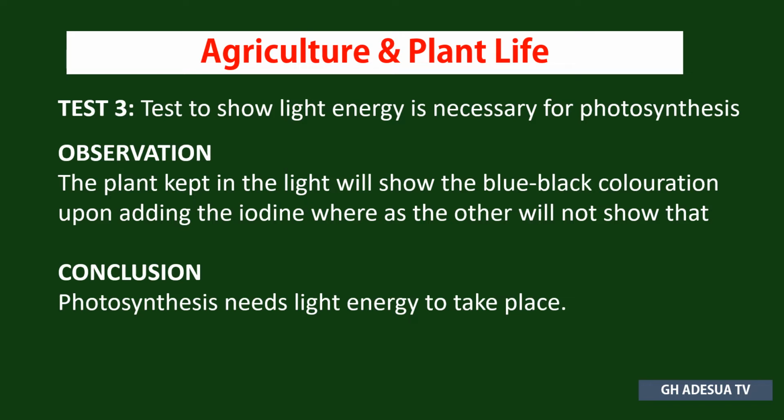So the observation. The plant that was kept in the light will show the blue-black coloration upon adding the iodine, whereas the other will not show that coloration. The blue-black coloration shows that starch has been produced, meaning photosynthesis has taken place. But on the plant kept in the dark, no such change in color would happen, and that shows that photosynthesis did not take place. So that's the conclusion: photosynthesis needs light energy to take place. That is why the one that was kept in the dark didn't have any starch produced.